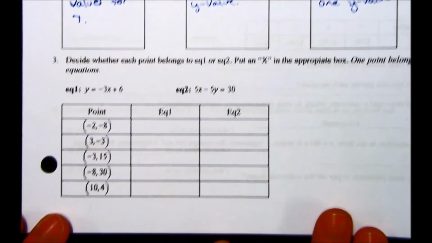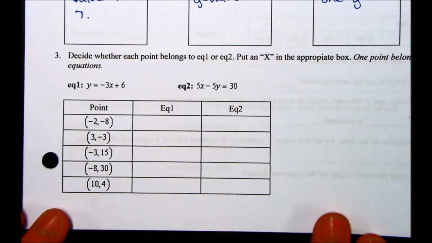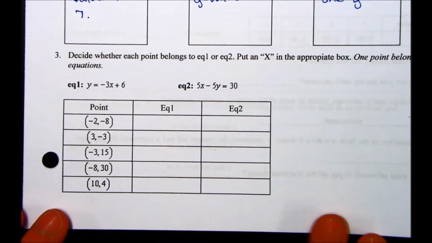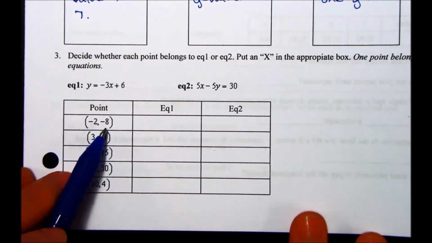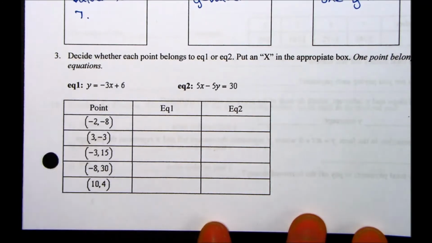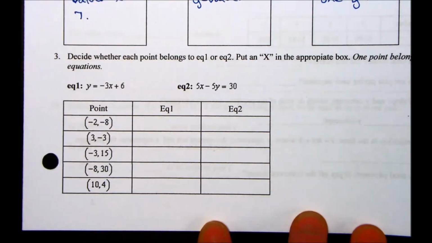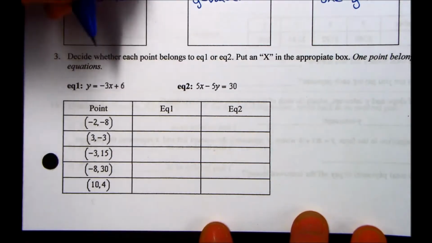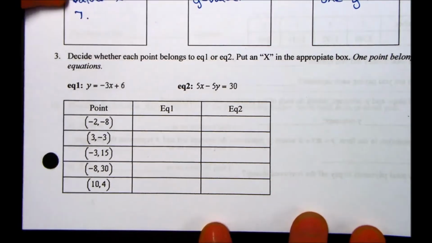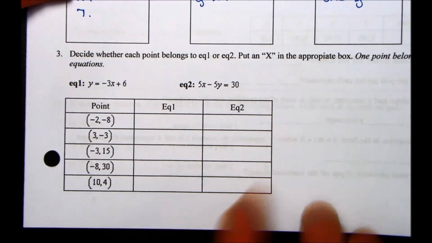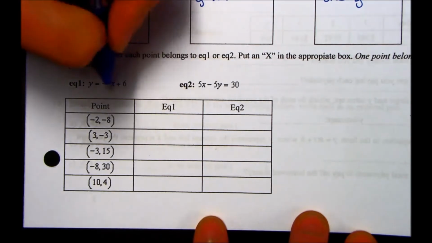In number 3, you have to decide whether each point belongs to equation 1 or equation 2. Put an x in the appropriate box, and then one point belongs to both equations. So -2, -8. If I substitute this into my equation number 1, you can do that right in the box if you feel that you have enough room, or you can do it off to the side, but I'm going to do it right in the box.